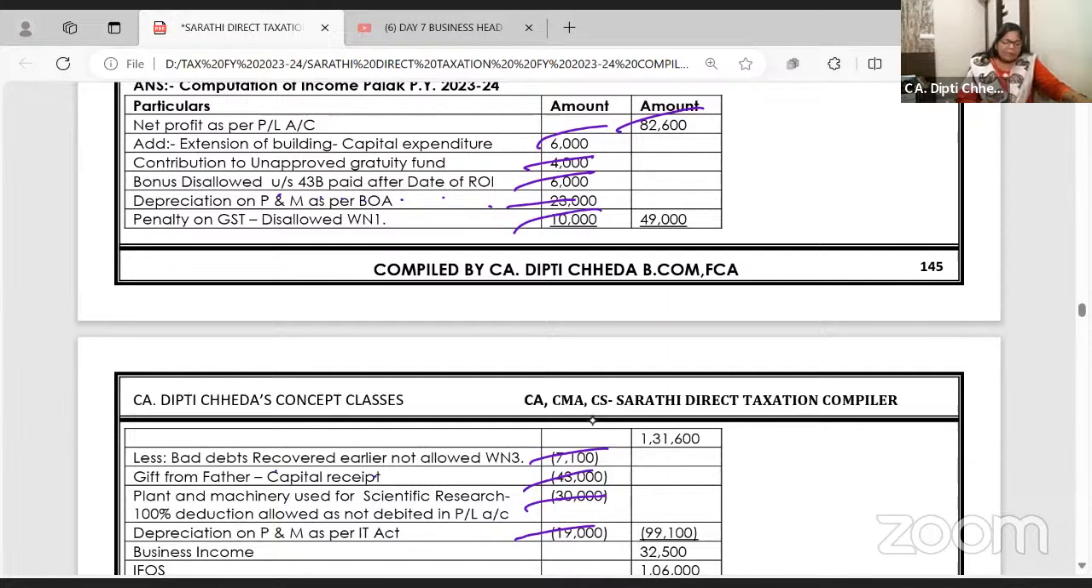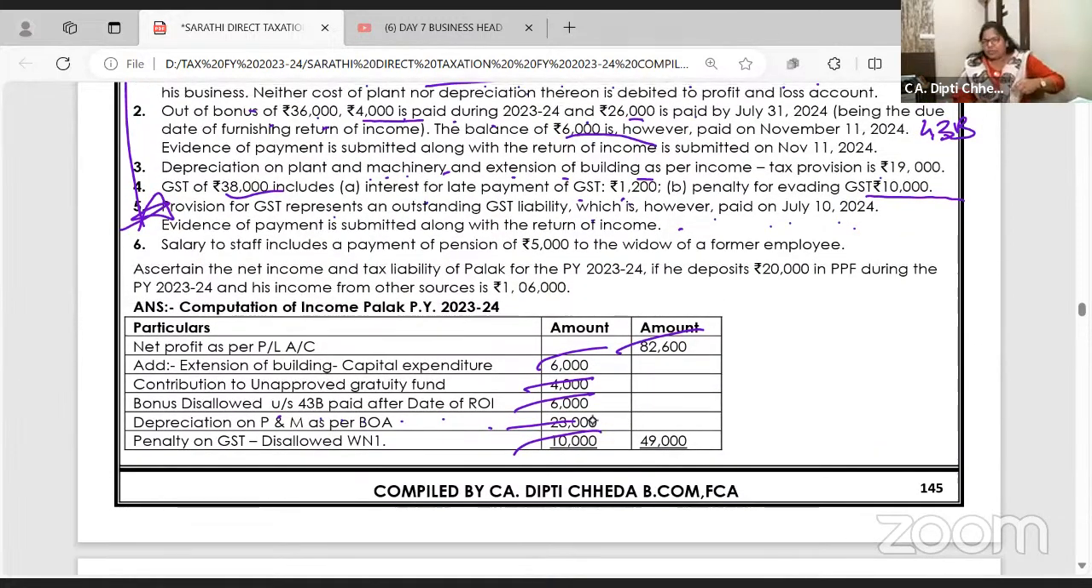Add back. Penalty, ek to galti karo, and you are paying penalty of GST and you want to allow as business. But ma'am, it's a business expense. Business se related I am paying penalty. Tomorrow you will go to jail and you will pay fine. So you will say, wo bhi allow karo. No. Illegal expenses are not allowed. Bribing, hafta, no.